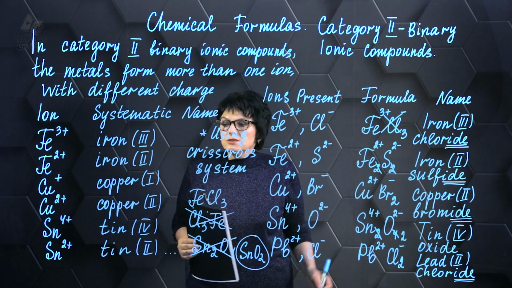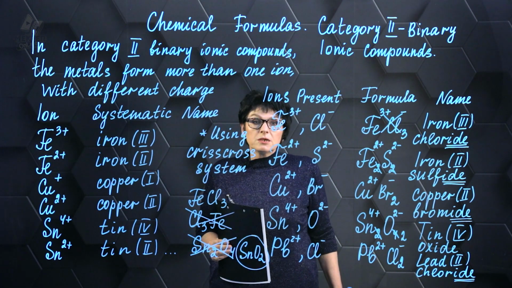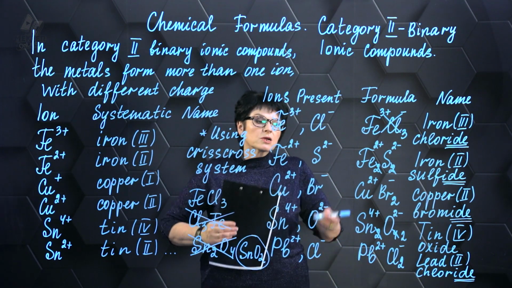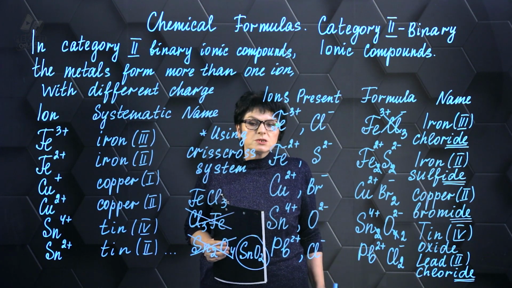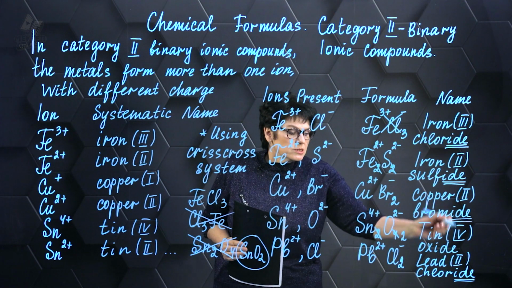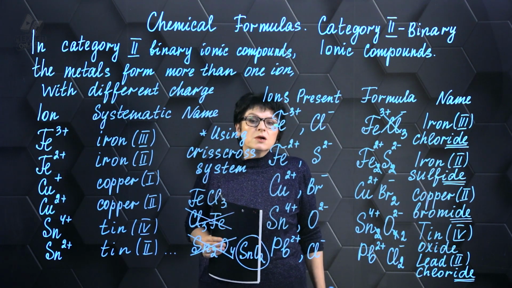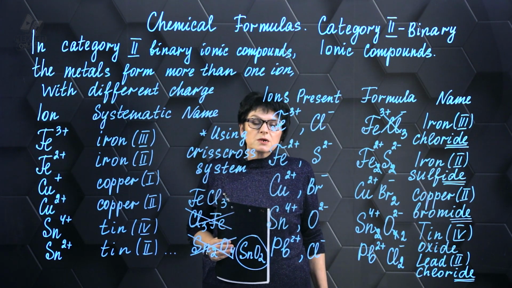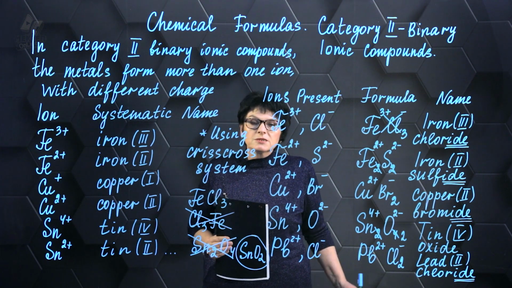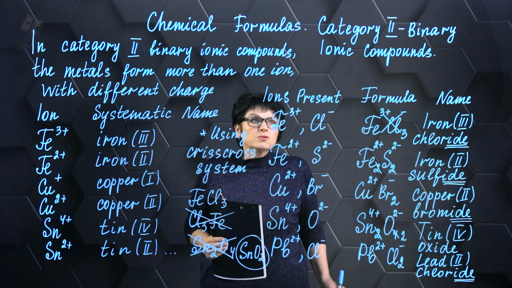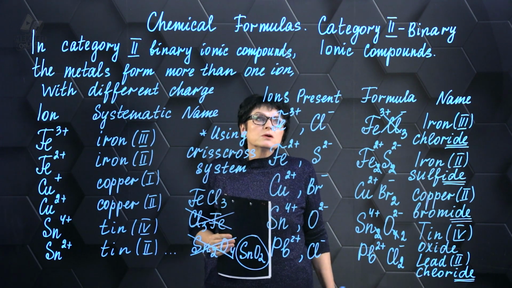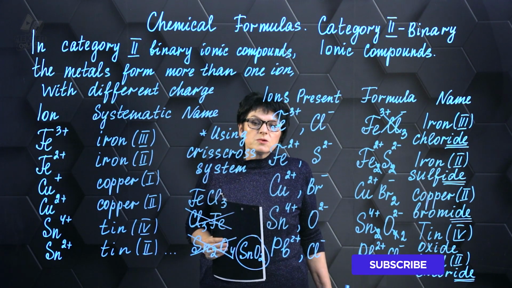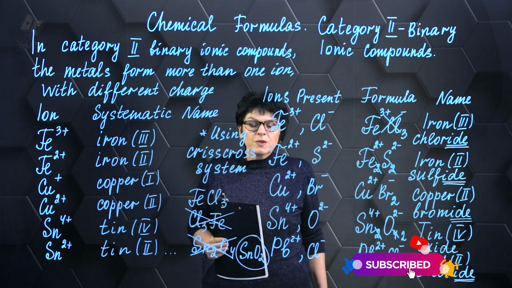So I hope it's clear how we worked with such formulas, what they are called, how they are constructed, and the names of such substances. I hope you learn to do it. Probably it will be clear in all other examples that you can try to do yourself. Well, in the next lesson, we'll talk about the next category of compounds, where the formula will also be composed based on charges.